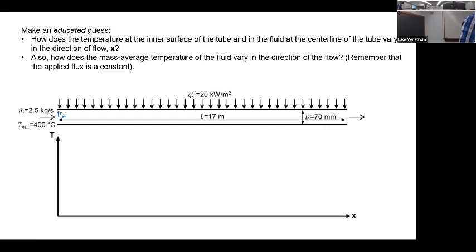Alex, what's the developer inlet? You asked about the developing length? Yeah, incorporate that into your thinking. No, we're going to say it comes in at a uniform velocity and a uniform temperature.